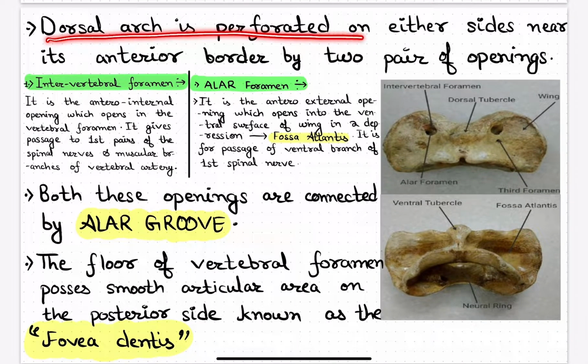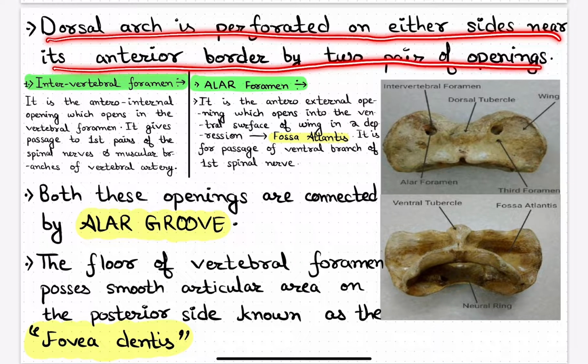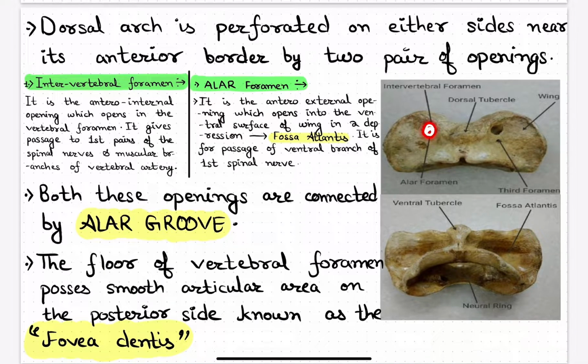Now the dorsal arch is perforated on either side near its anterior border by two pairs of openings. This is the anterior surface of the dorsal side. This is the opening of certain foramens in the dorsal arch, but on the anterior side, towards the head region. There are two foramens. The first one is the intervertebral foramen, the second is the alar foramen. Now the intervertebral foramen is that foramen which opens into the vertebral foramen. So it is the anterior internal opening. Why anterior? Because it is present on the dorsal as well as the anterior side.